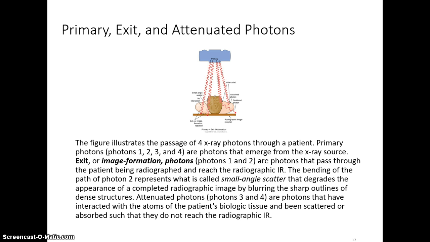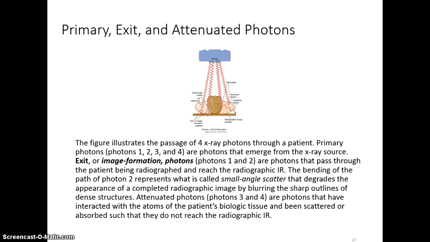This slide here is primary, exit, and attenuated photons. Make sure that you have a really good understanding of your primary beam. That's what's emitted from the tube. Photons that are attenuated, photons that are absorbed. Make sure that you know the difference between that, because attenuated is absorbed and scattered.